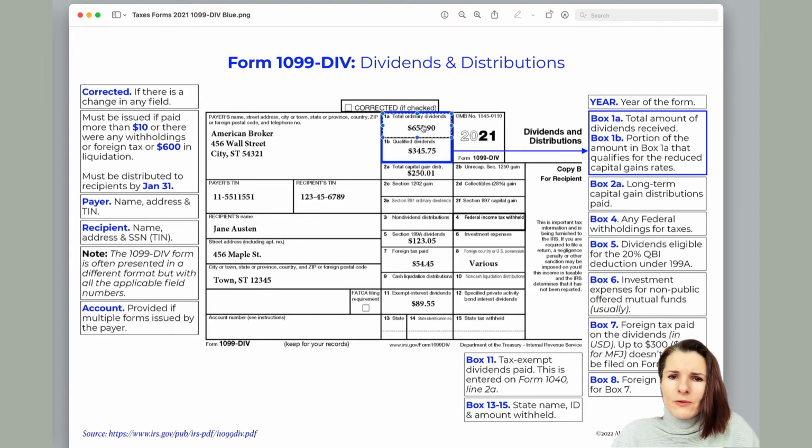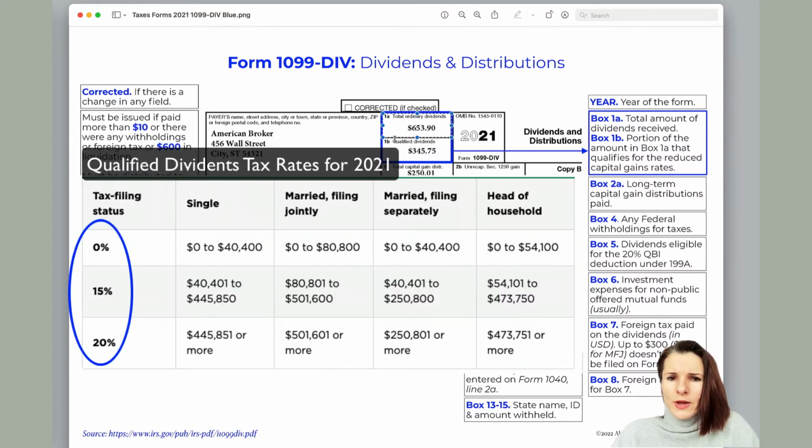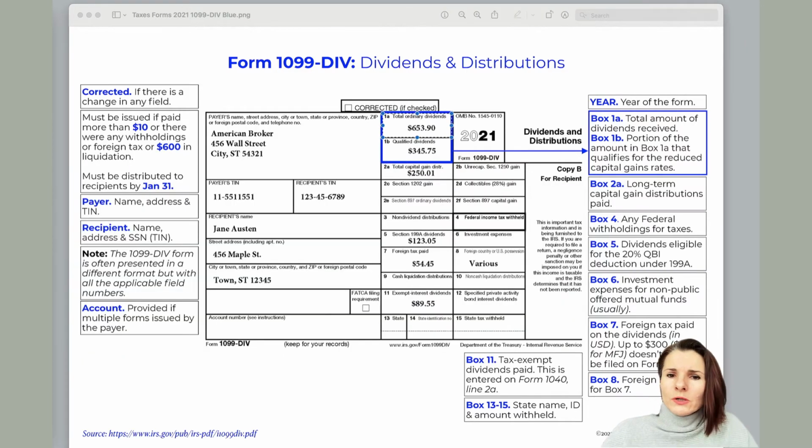So the 1A ones are the total, but the portion in box B is actually taxed at reduced rates. Right now for 2021, the tax rates for qualified dividends and long-term capital gains would be 0, 15, and, was it 20? I think it's 20%. So they're much lower rates than the maximum tax bracket rate.